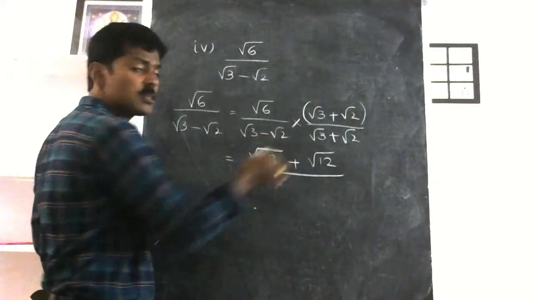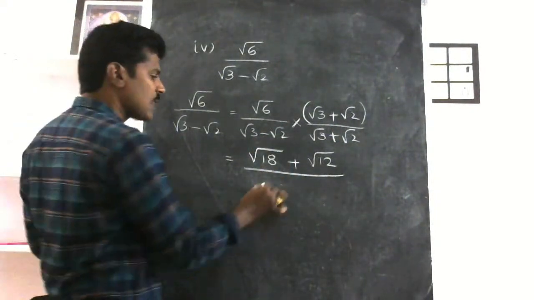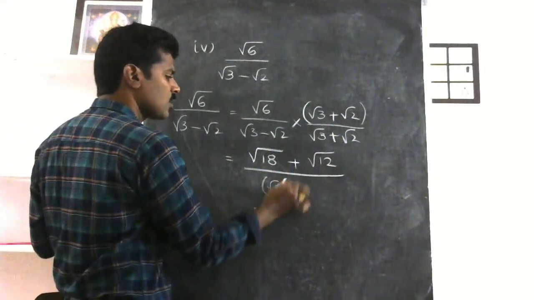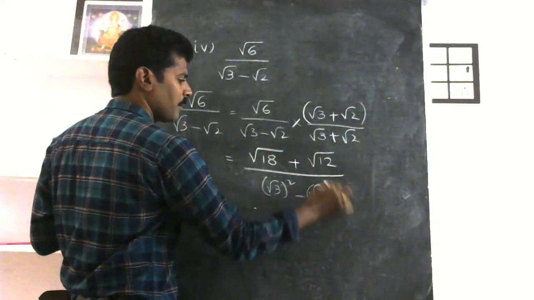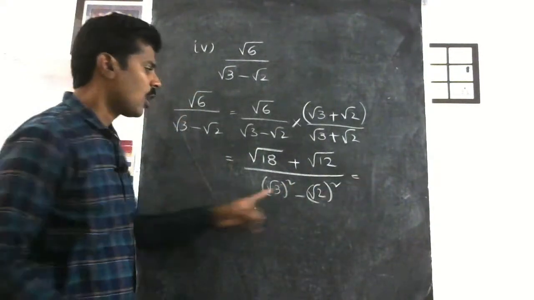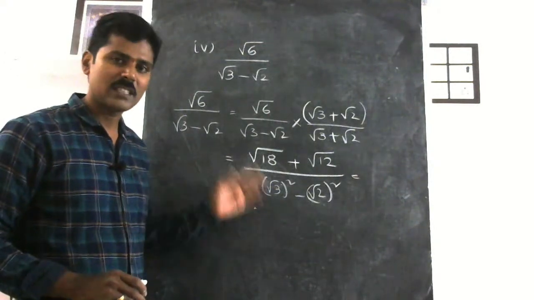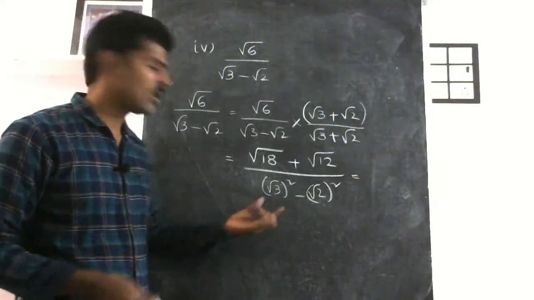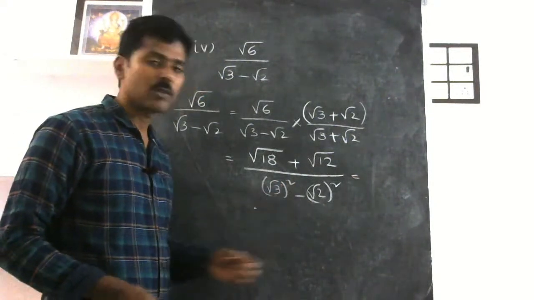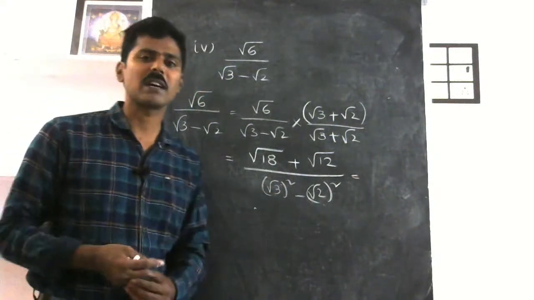By here a minus b into a plus b, always I will get a square minus b square, so that root 3 square minus root 2 square. In the first video, I have explained how that square and square root are cancelled. They won't cancel. We have raised it to that power. Just watch that video to get why that square and square root will be cancelled. That's what I am asking.